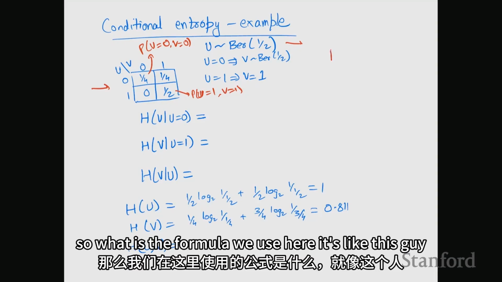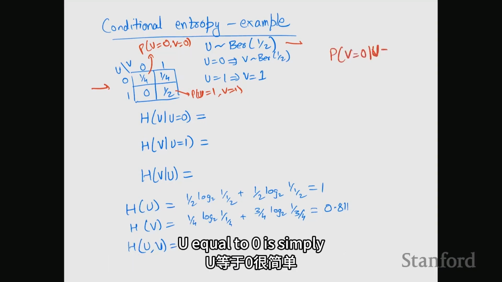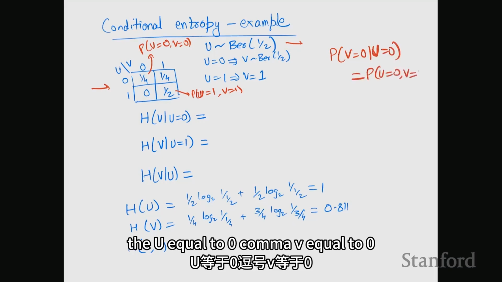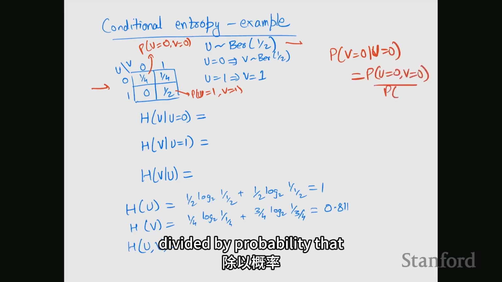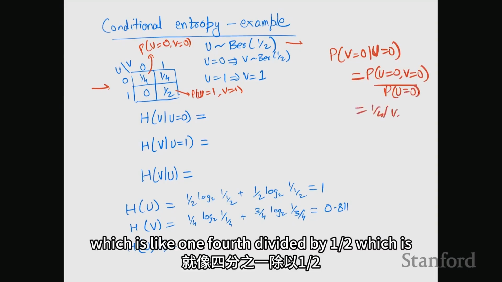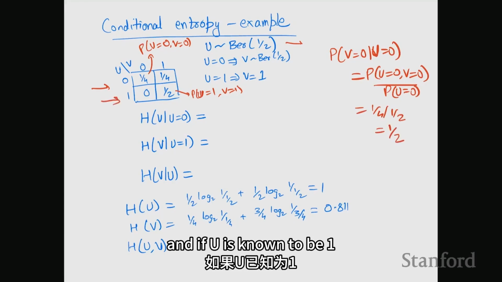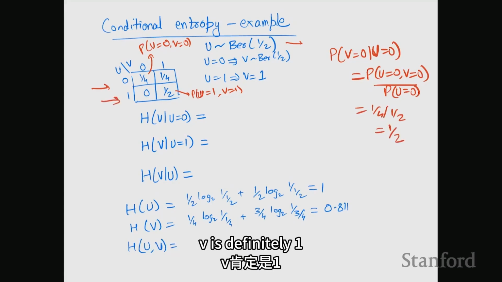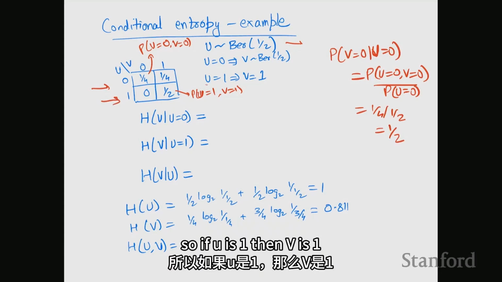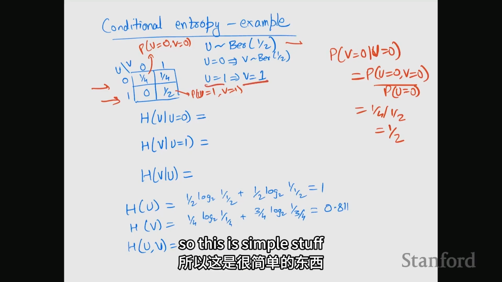So what is the formula we use here? It's like this. The probability that V equal to 0 given U equal to 0 is simply P(U equal to 0, V equal to 0) divided by the probability that U equal to 0, which is like 1/4 divided by 1/2, which is 1/2, okay? And if U is known to be 1, then you see V has no uncertainty. V is definitely 1. So if U is 1, then V is 1. Right, so this is simple stuff, okay?